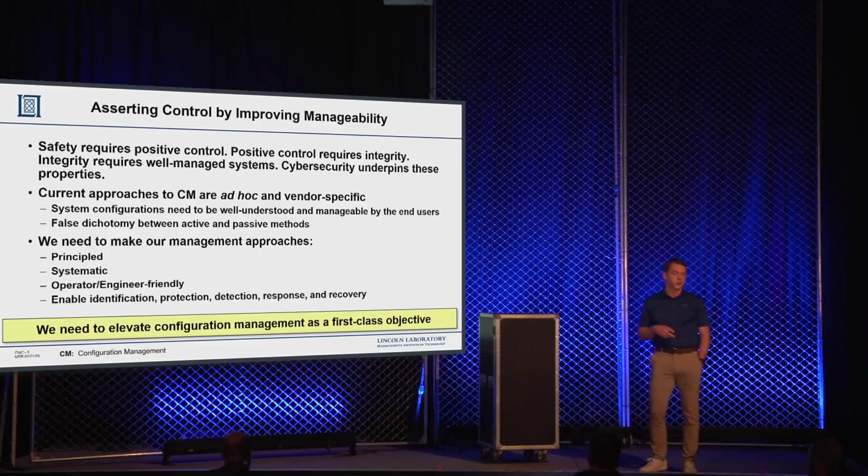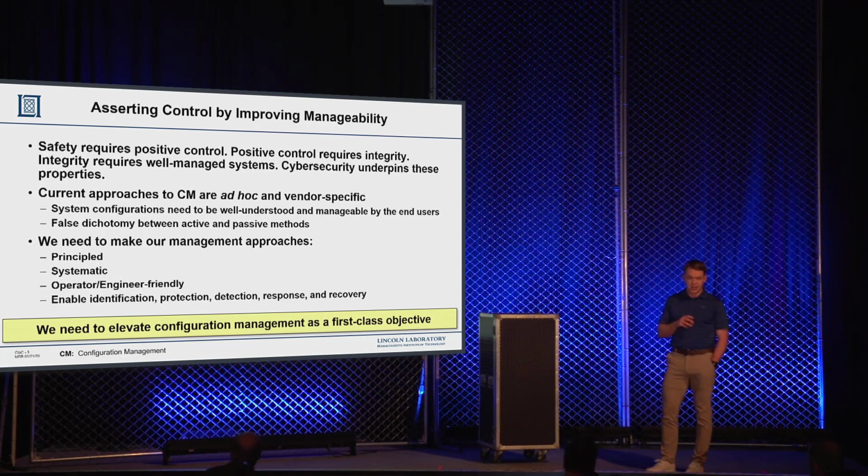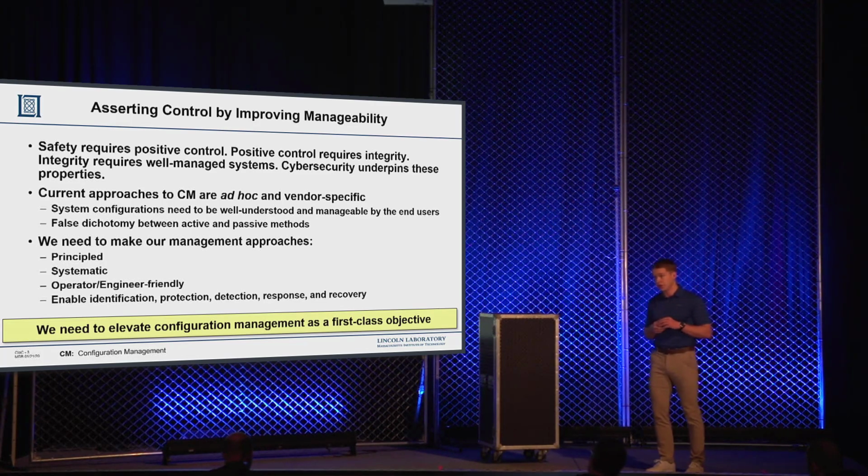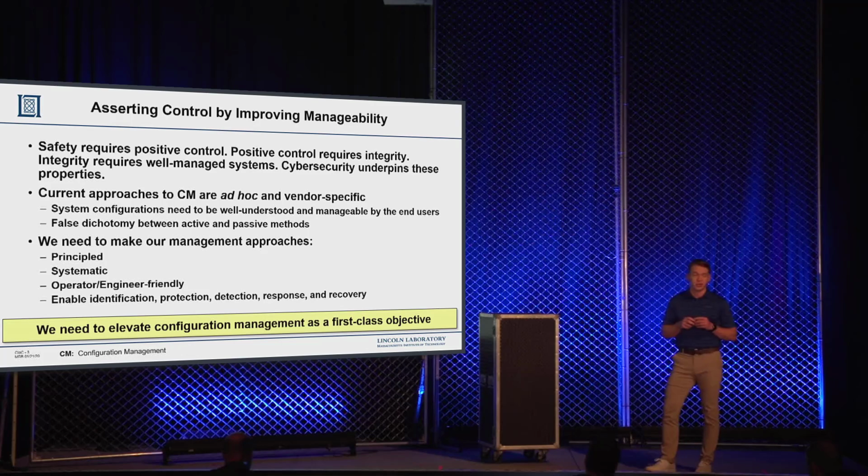Now, this positive control requires integrity. It requires integrity of your sensors, of your control logic running in your controller, as well as your actuator. And the integrity requires well-managed systems. So are your calibration settings correct on your sensor? Is the logic running on your controller correct? And will your actuator faithfully execute any command you send it? And sort of cybersecurity underpins all of these properties.